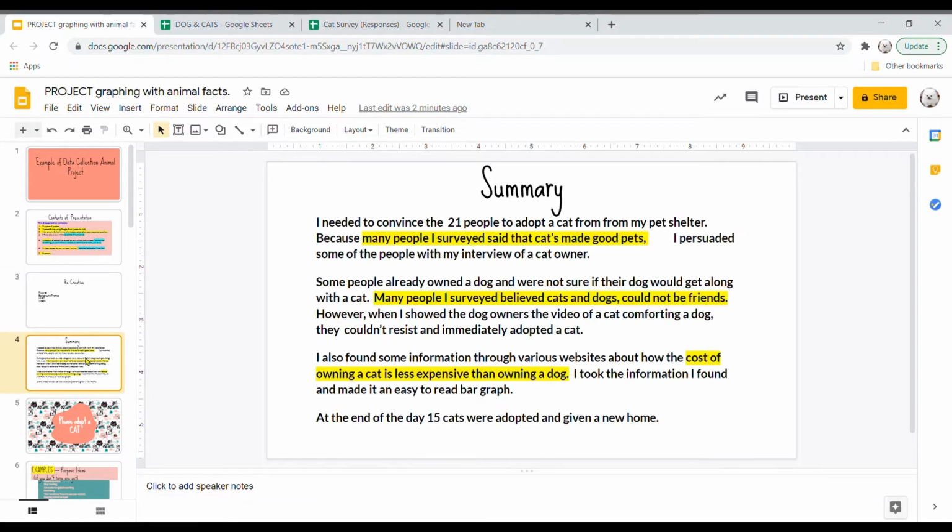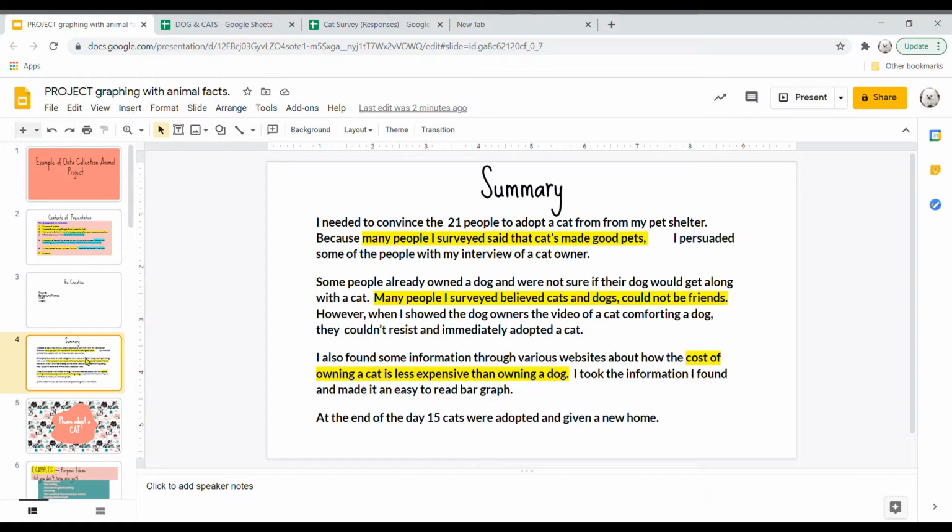Let's look at my summary first. My summary is going to mention how I use the information from my survey. So here, the first part of my summary, I need to convince 21 people to adopt a cat from my pet shelter because many people I surveyed said that cats made good pets. I persuaded some people with my interview of a cat owner.